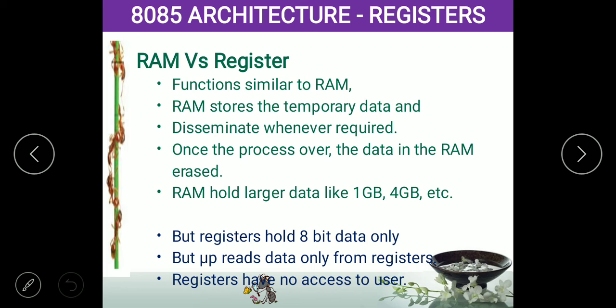But in the processor it is not like that. The size of the register is limited. One register can hold only 8-bit data. 8-bit means 8 binary numbers. How many registers are there in 8085? Only 6 registers. 6 into 8, 48 bits can be stored in the registers. But in the RAM you can go up to 64 GB. So that is the difference.